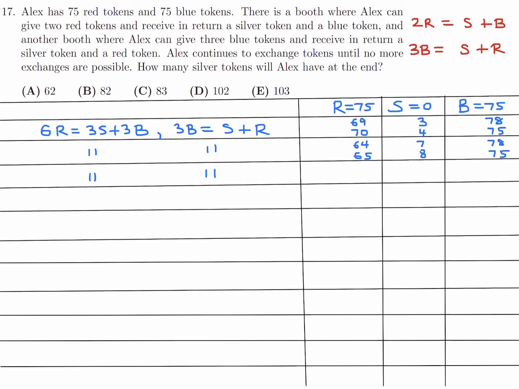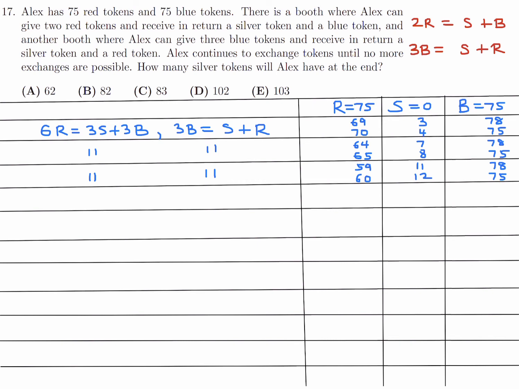All right? Do it once more, we get very similar results. You use 6, so this goes down to 59. I get 3S, this goes up to 11. I get 3B, this goes up to 78. And then once I do this, I go back down to 75, but I get an S and I get an R. So there we go. So you get the hang of it.